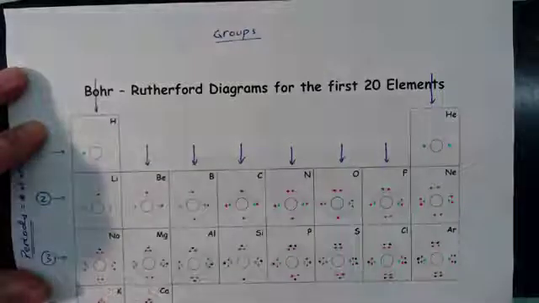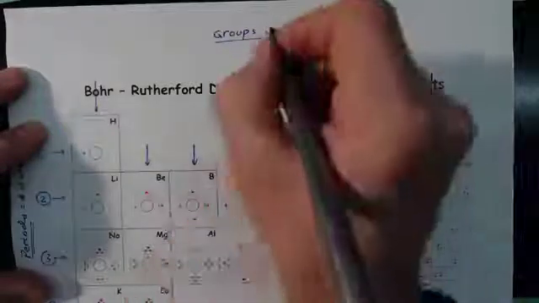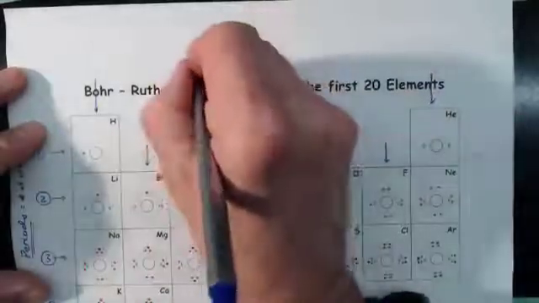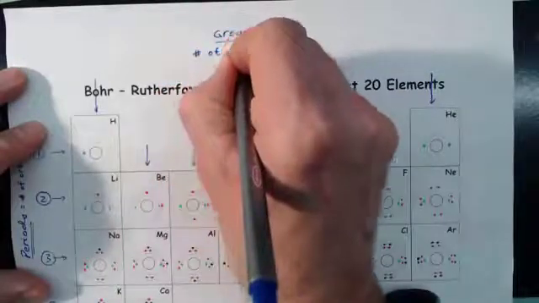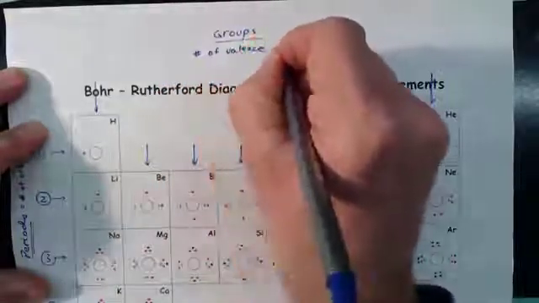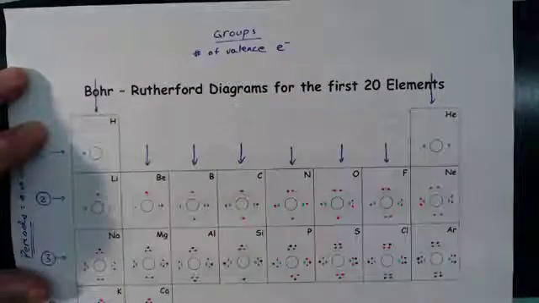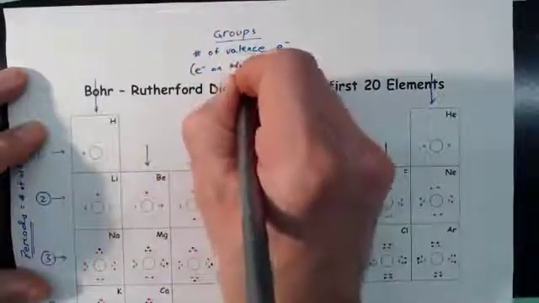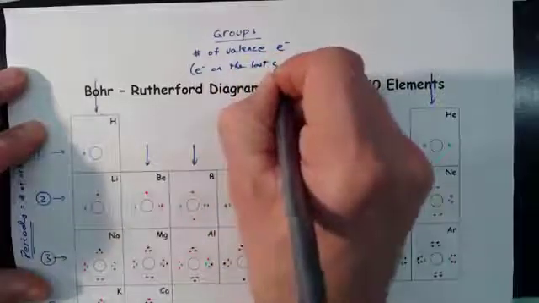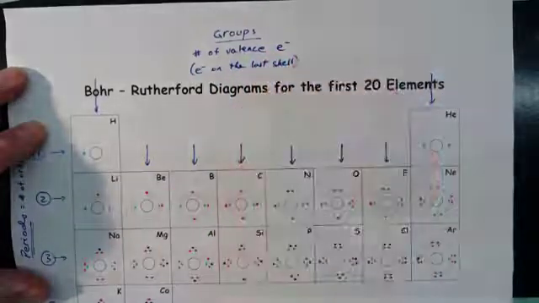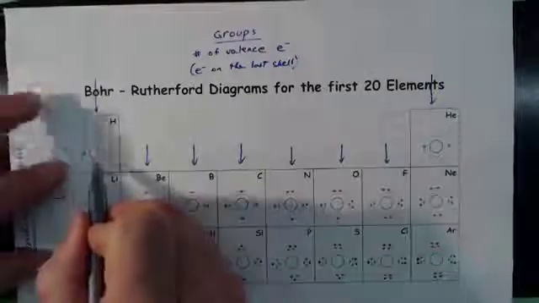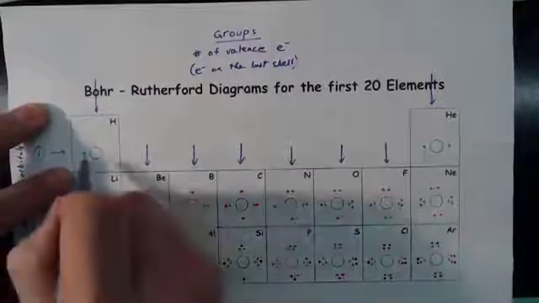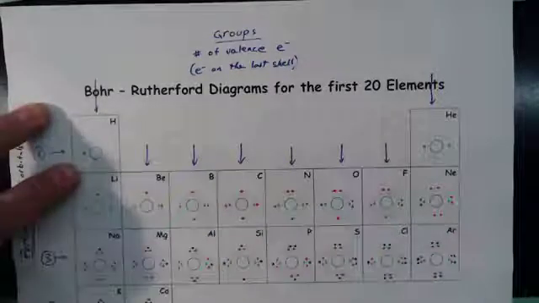These tell you the number of valence electrons. Valence electrons, meaning the electrons on the last shell. So look at what these have in common. They all have one electron on their last shell.